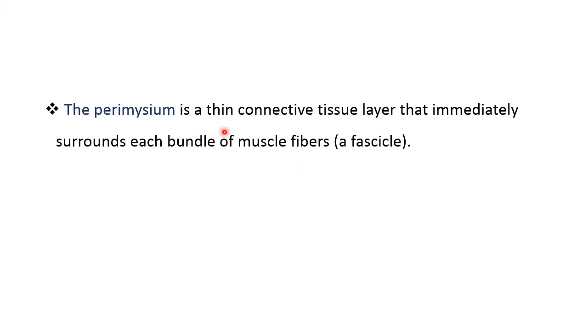The perimysium is a thin connective tissue layer that immediately surrounds each bundle of muscle fibers. We have the muscle, made up of muscle bundles or fascicles, and each muscle bundle is composed of muscle fibers. Each muscle bundle is surrounded by perimysium. So the perimysium surrounds each bundle of muscle fibers or each muscle fascicle.